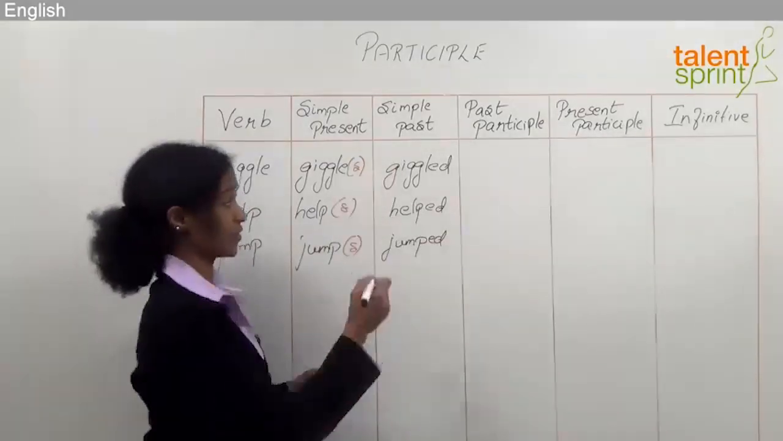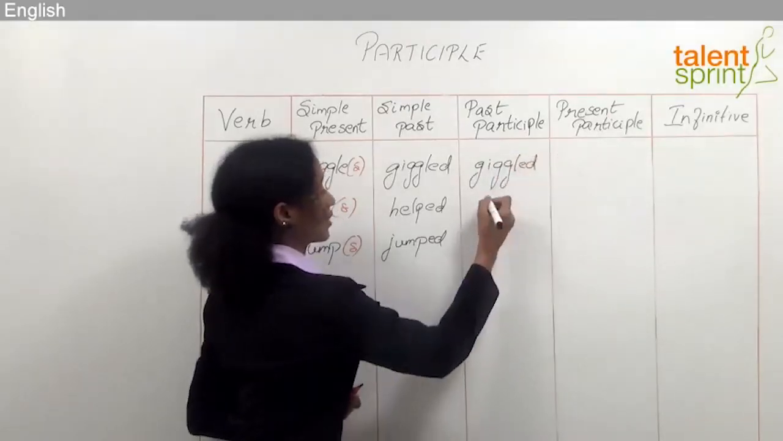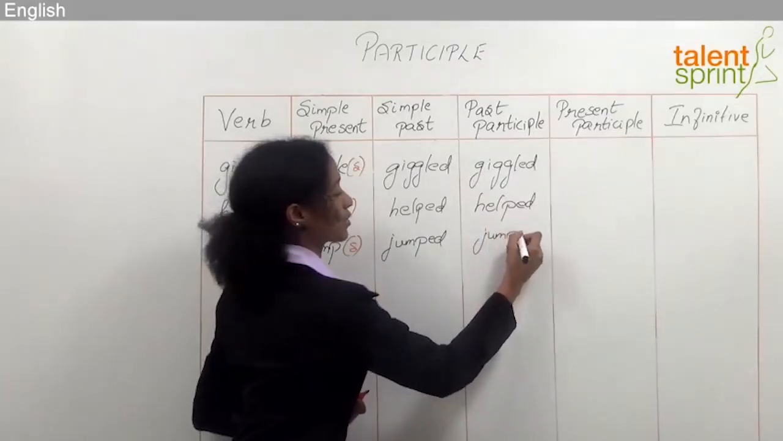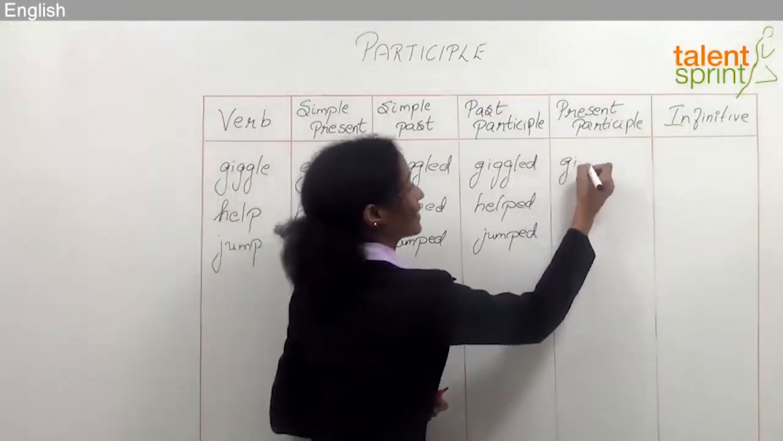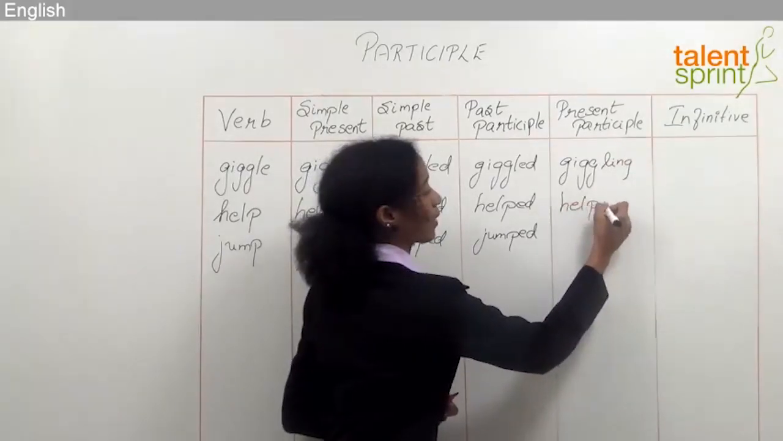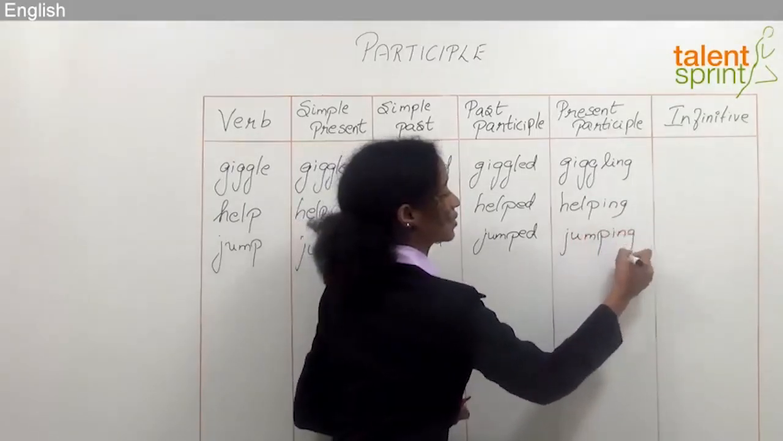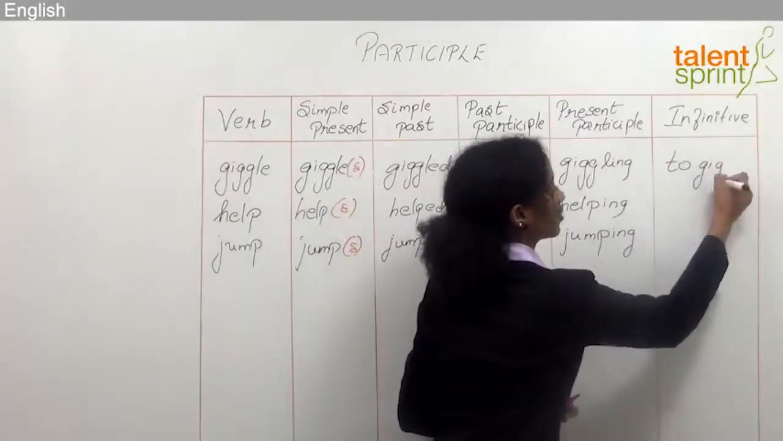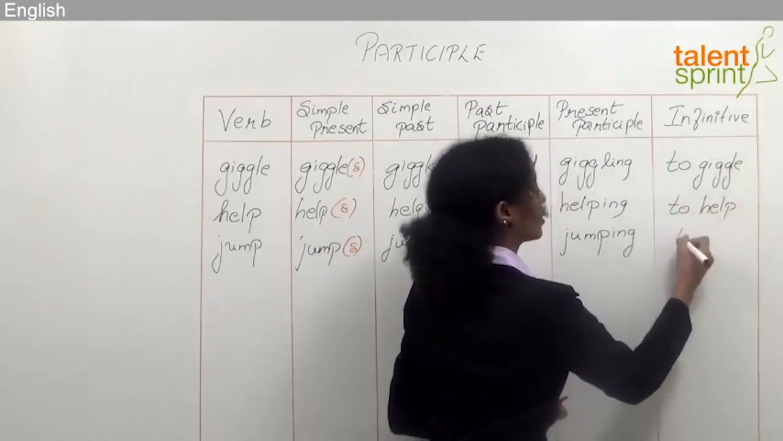What's the past participle of these verbs? Giggled, helped and jumped. And the present participle would be giggling, helping and jumping. And the infinitive would be to giggle, to help and to jump.